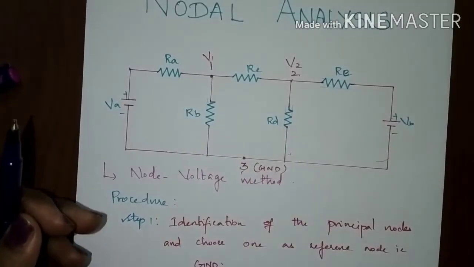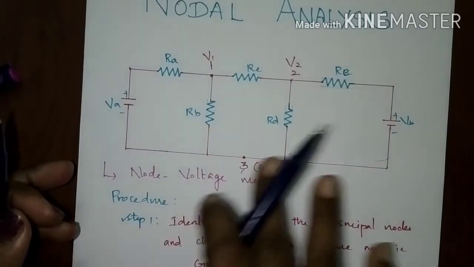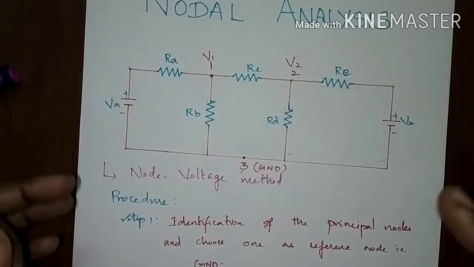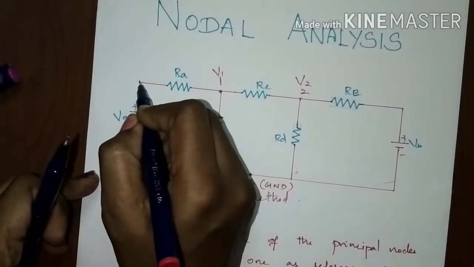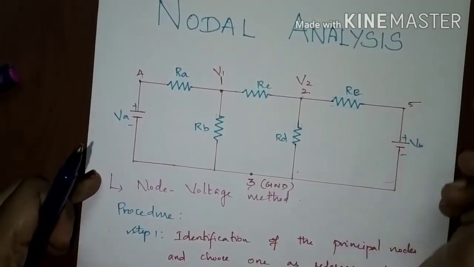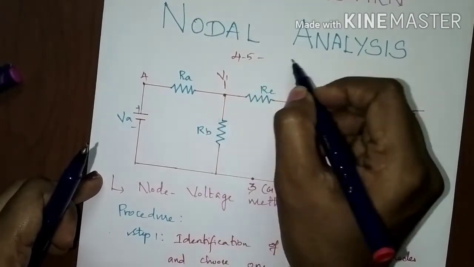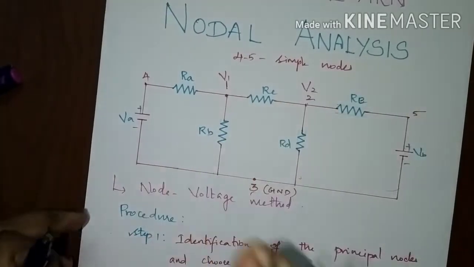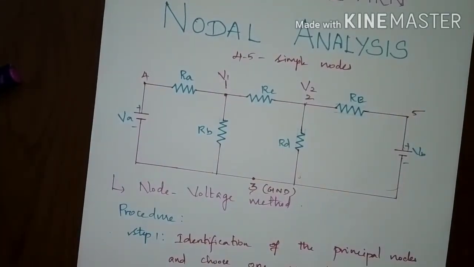Current flowing through any element and the voltage across any element present in the network can be found by using nodal analysis. It is very simple. Here the simple nodes are, assume, 4 and 5. Remaining nodes are principal nodes.